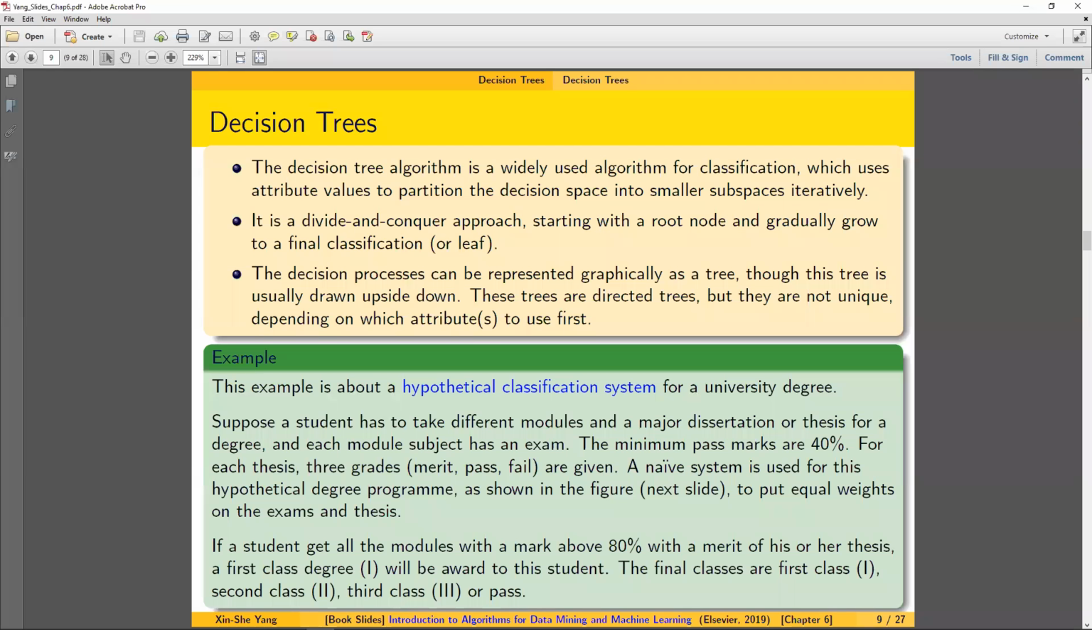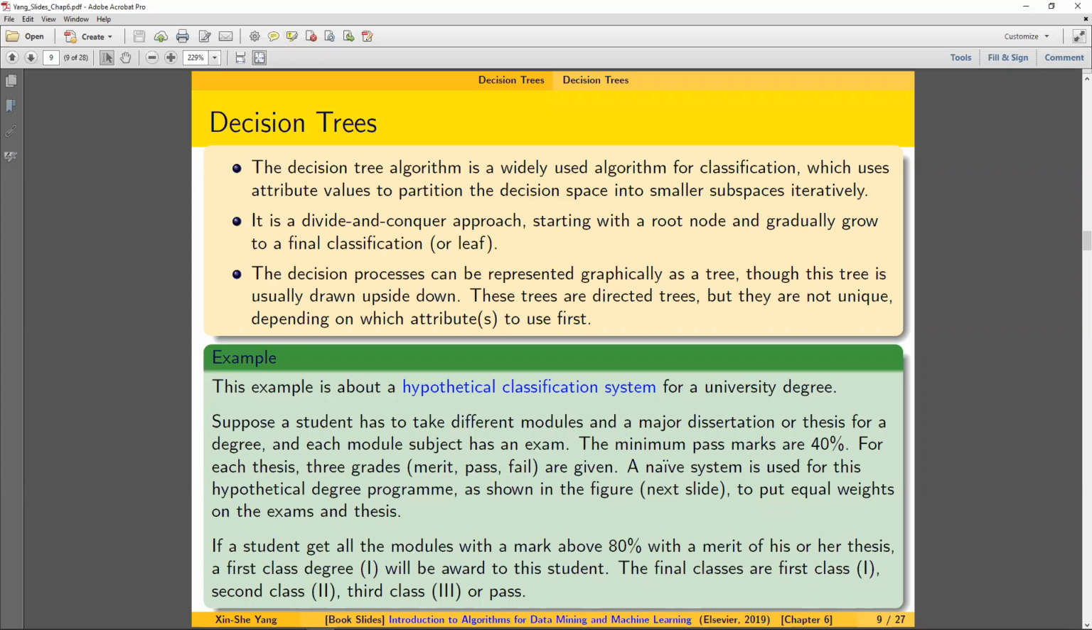Hello, everyone. We're continuing our discussion on data mining algorithms, under the context of optimization and the underlying algorithms. So let's continue our discussion with decision trees and random forest.